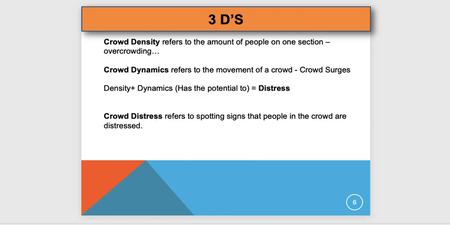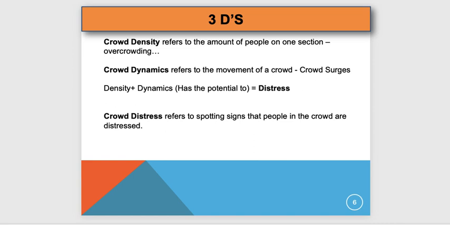So, the 3 Ds. What are the 3 Ds? This is a primary example of how to understand and look for issues, okay? So, crowd density refers to the amount of people in one section, known as overcrowding. Crowd dynamics refers to the movement of a crowd. Is the crowd surging? Are they okay? Are they walking slowly? You may have a lot of people, like we saw in the video in Unit 2, walking up Wembley Way. That is overcrowding.